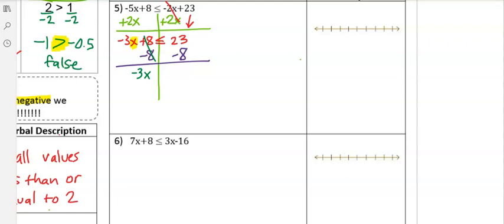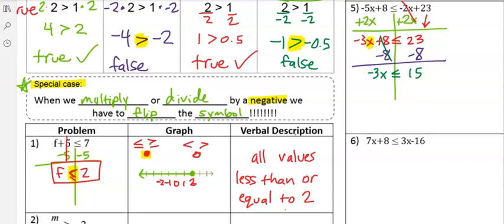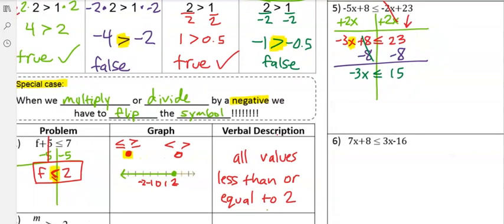Now here's the important part. Remember that rule we talked about, okay? There was a rule on the left side of your notes that says if we multiply or divide by a negative, we have to flip the symbol. So remember, multiplying and dividing is always our last step. So when you get to your last step, you need to remember this rule. Am I dividing both sides by a negative? In this case, to get that x alone, I have to divide by the number in front of the x, which is -3. I did just divide by a negative number, right? Which means that my symbol here is going to have to flip.